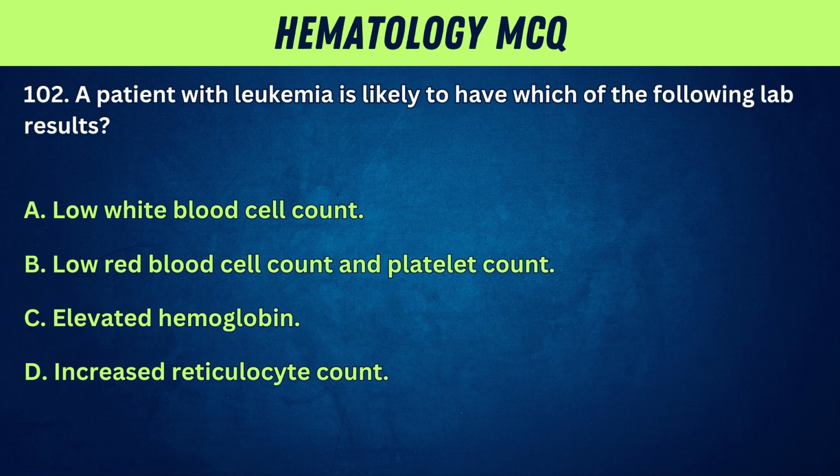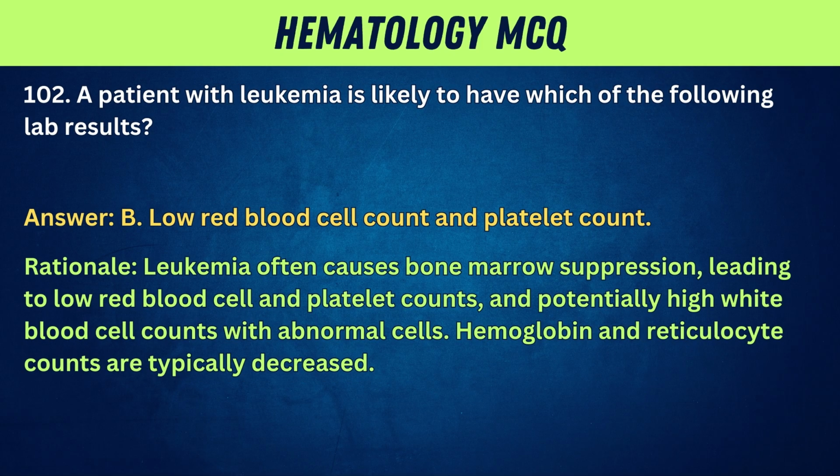102. A patient with leukemia is likely to have which of the following lab results? A. Low white blood cell count. B. Low red blood cell count and platelet count. C. Elevated hemoglobin. D. Increased respiratory count. Answer: B. Low red blood cell count and platelet count.